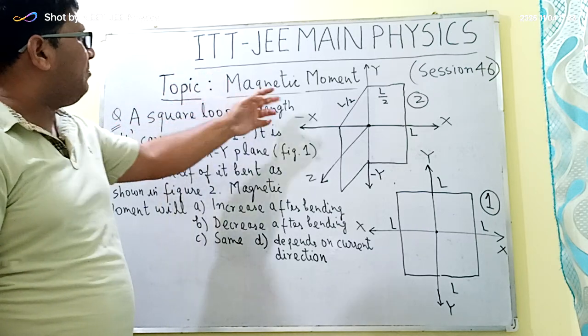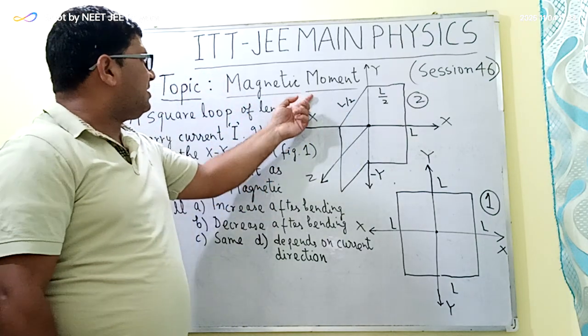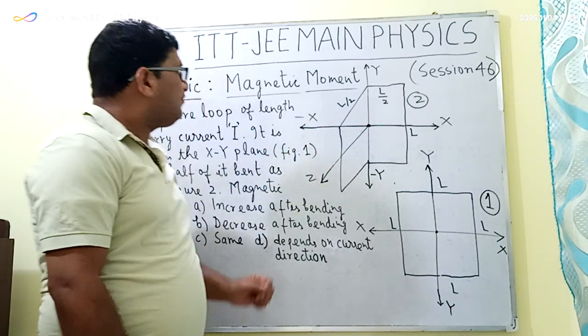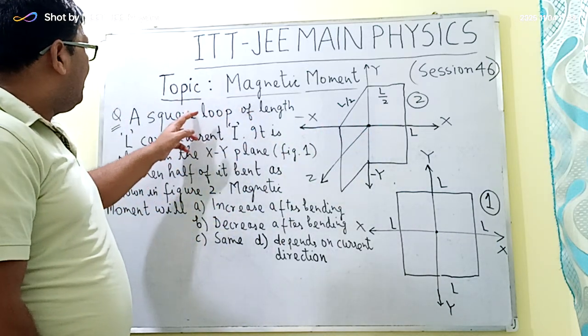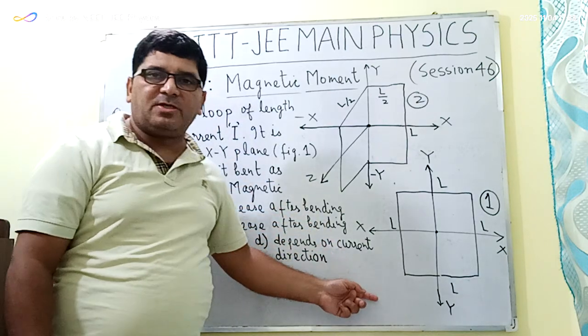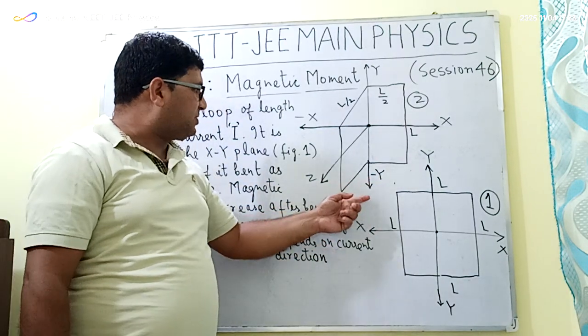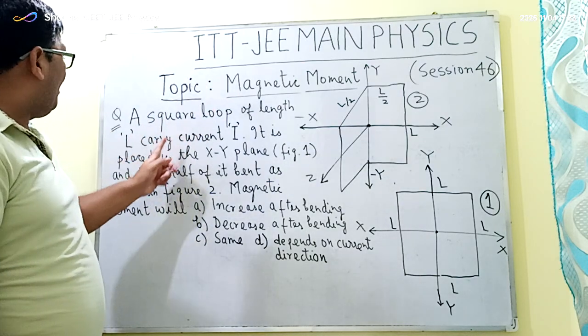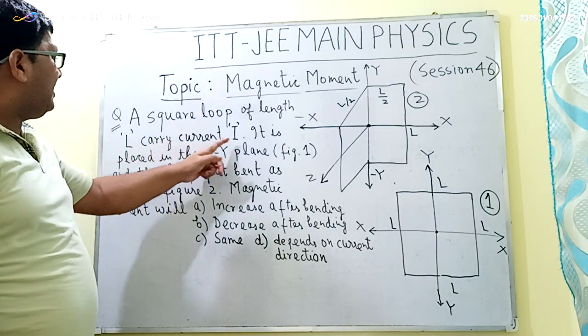The topic is the magnetic moment and the chapter is moving charges and magnetism, or the magnetic effect of current. Based on this topic, I have selected one question for this session, which is taken from one of my books. And the question is: a square loop of length L carries a current I.